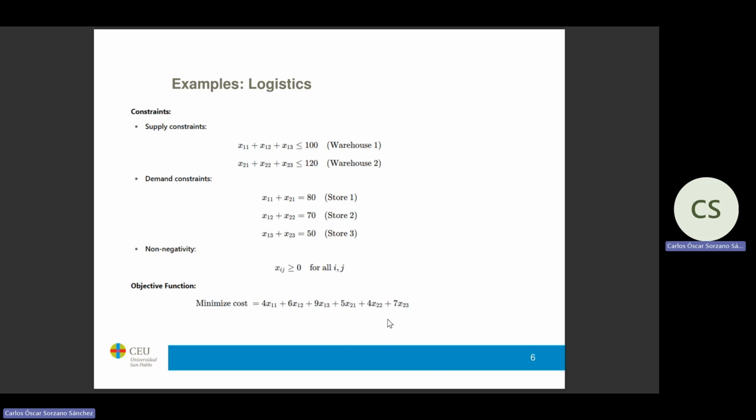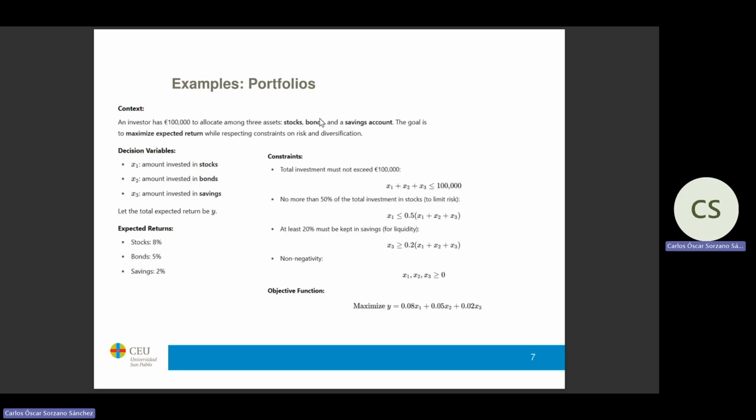Okay, so again, we have the same structure. So we have a linear function to maximize or to minimize. Then we have non-negativity constraints. We have some equality constraints and some inequality constraints. Let's look at a different problem, but the structure will be the same.